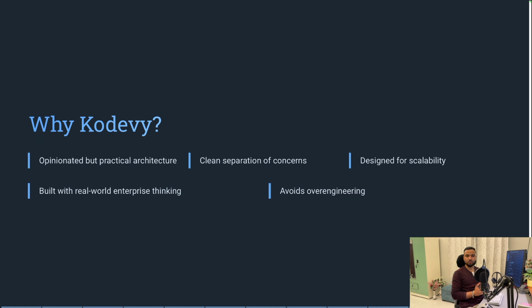And the reason for why Codevy, why this particular template: it's basically an opinionated but practical architecture. We do have clean separation of concerns. We have 4 specific layers, and we are working on clean architecture. It's designed for scalability. We can easily scale it up, and we will see later in the next episodes how we can scale it up using Docker. It has been built with real world enterprise thinking. I was working on so many projects at the time when I was developing this, so I gained collective knowledge, then grouped it together, and this is the result of that. And in this I tried to be specific so that I wouldn't run into complexity later on.